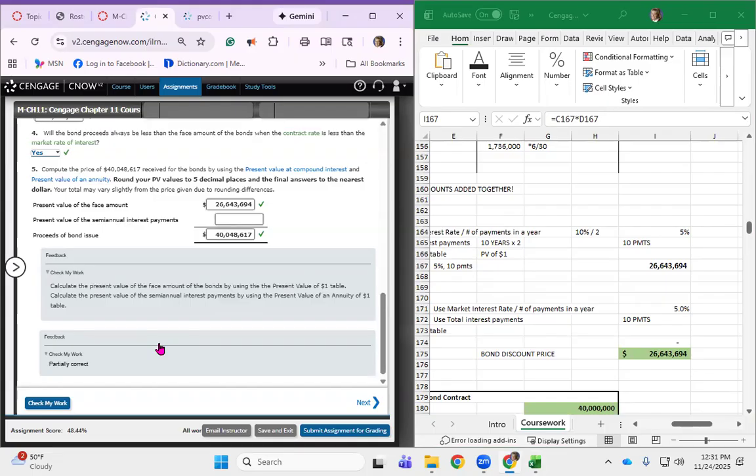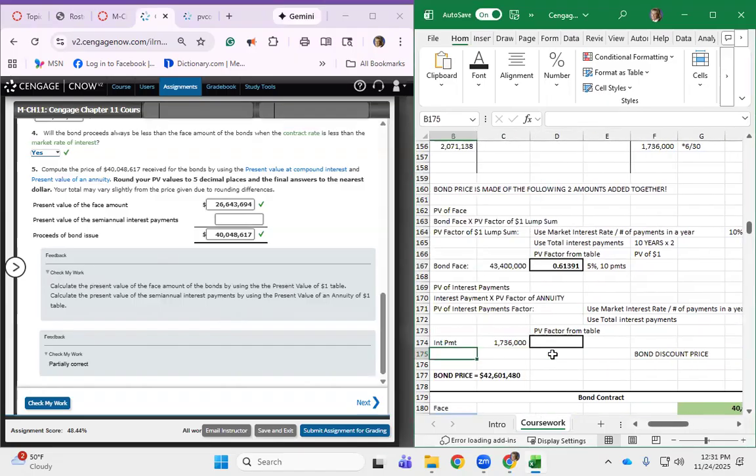So we do the same thing again, but we take the interest payment that we're making. This is going to use the other table, but we use the same factors. We use the 5% with 10 payments. So I now need a present value factor from the other table. This table is called the present value of an annuity. Annuity is a payment of more than one amount. It's the same amount over and over. So I'm going to take my payment of 1,736,000 that I'm paying every 6 months.